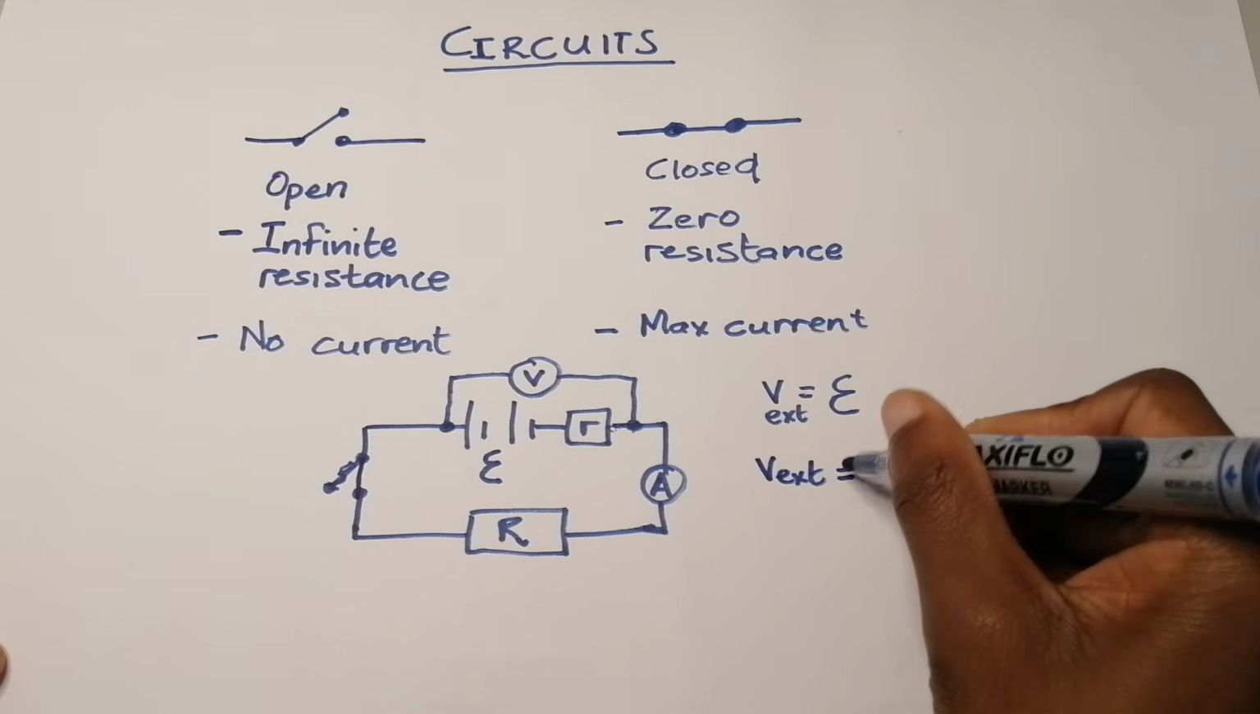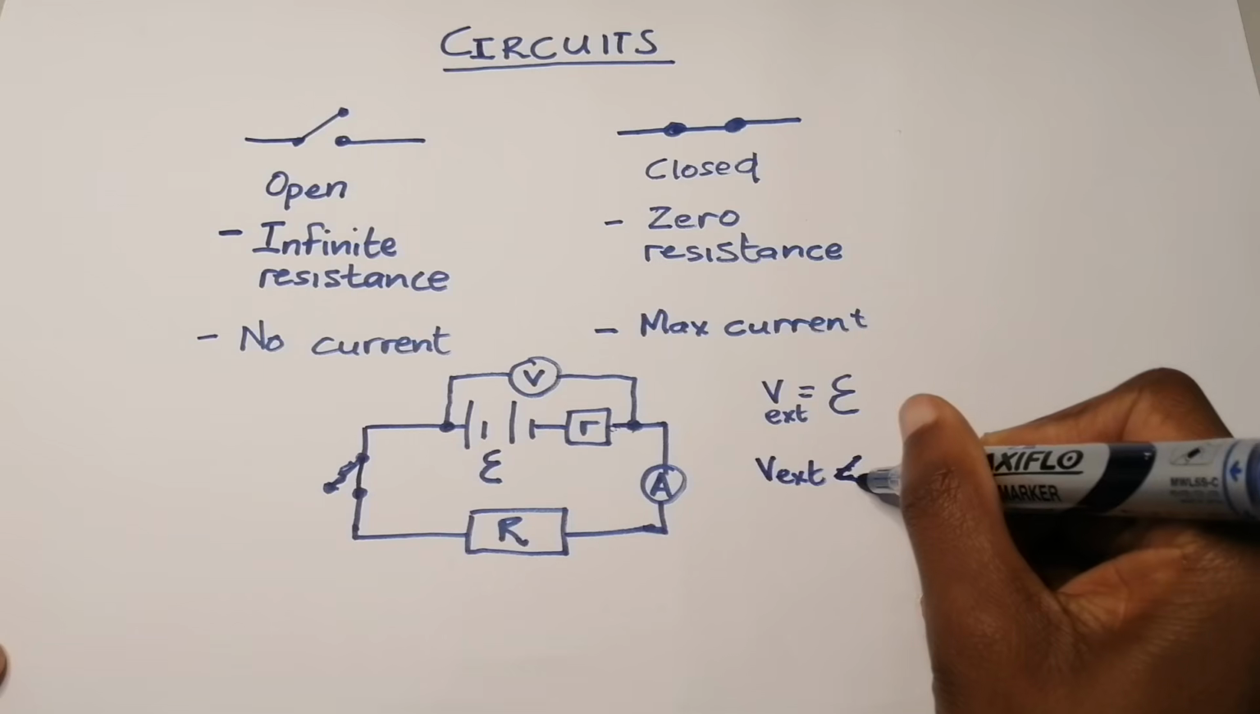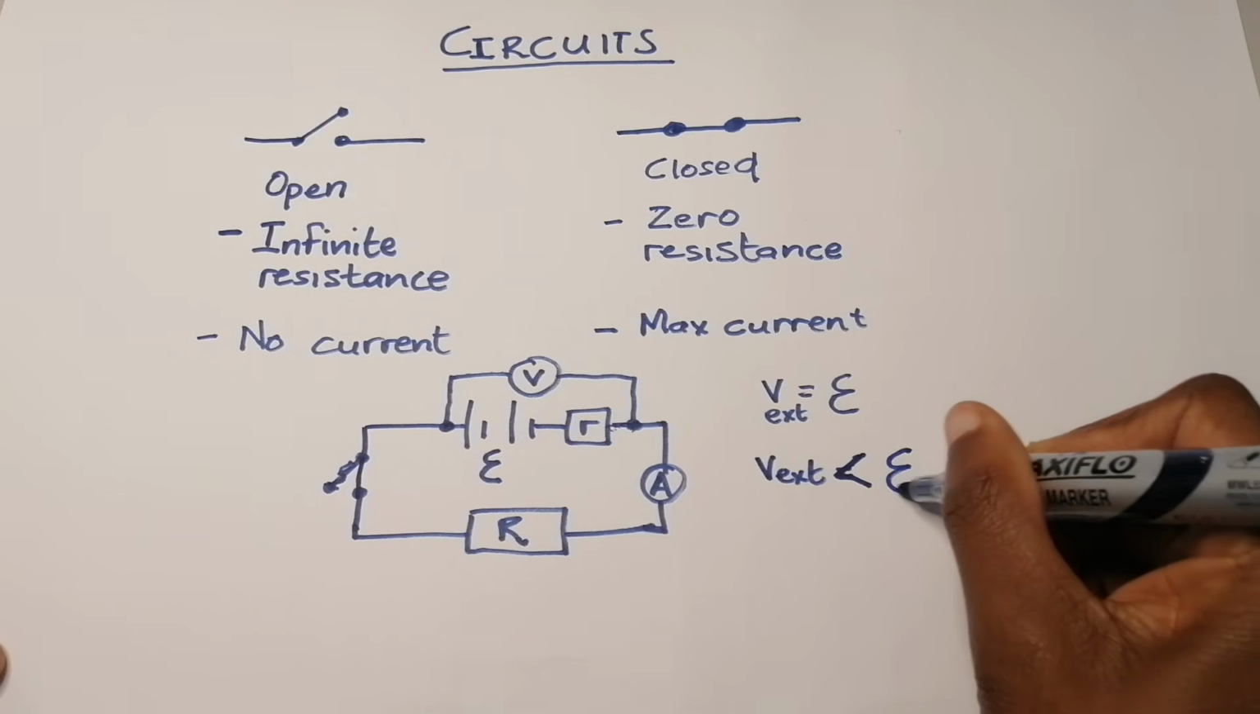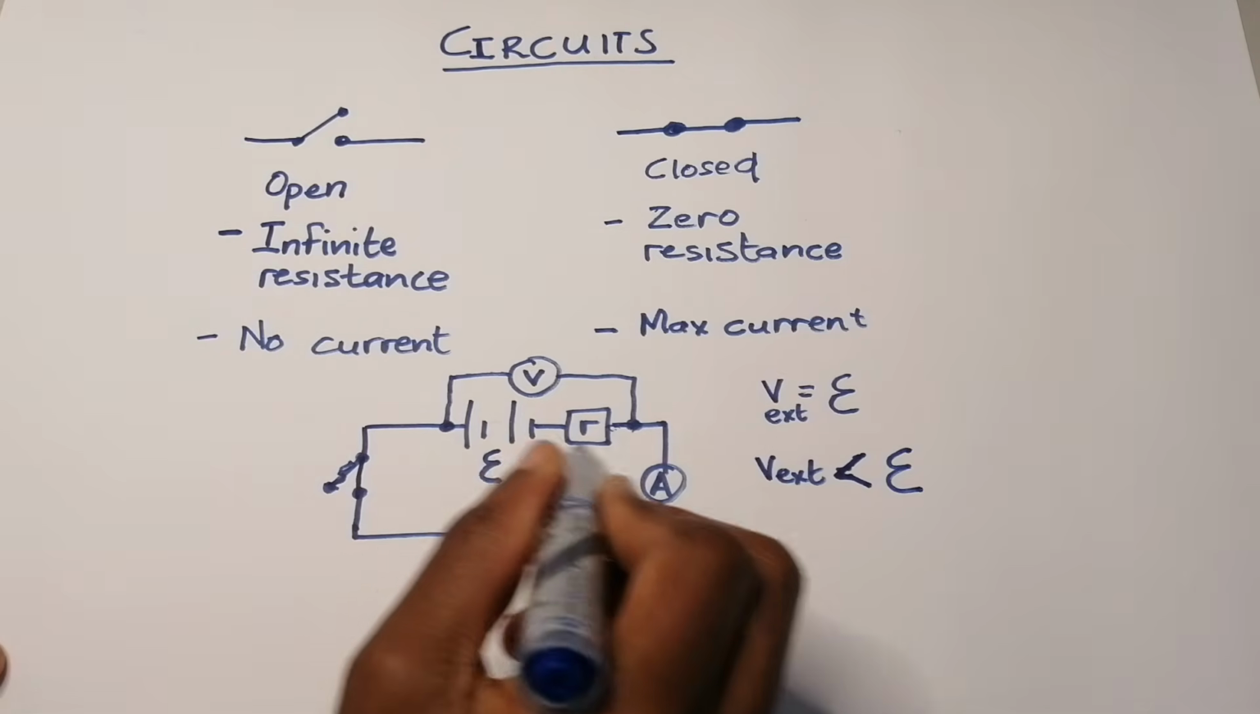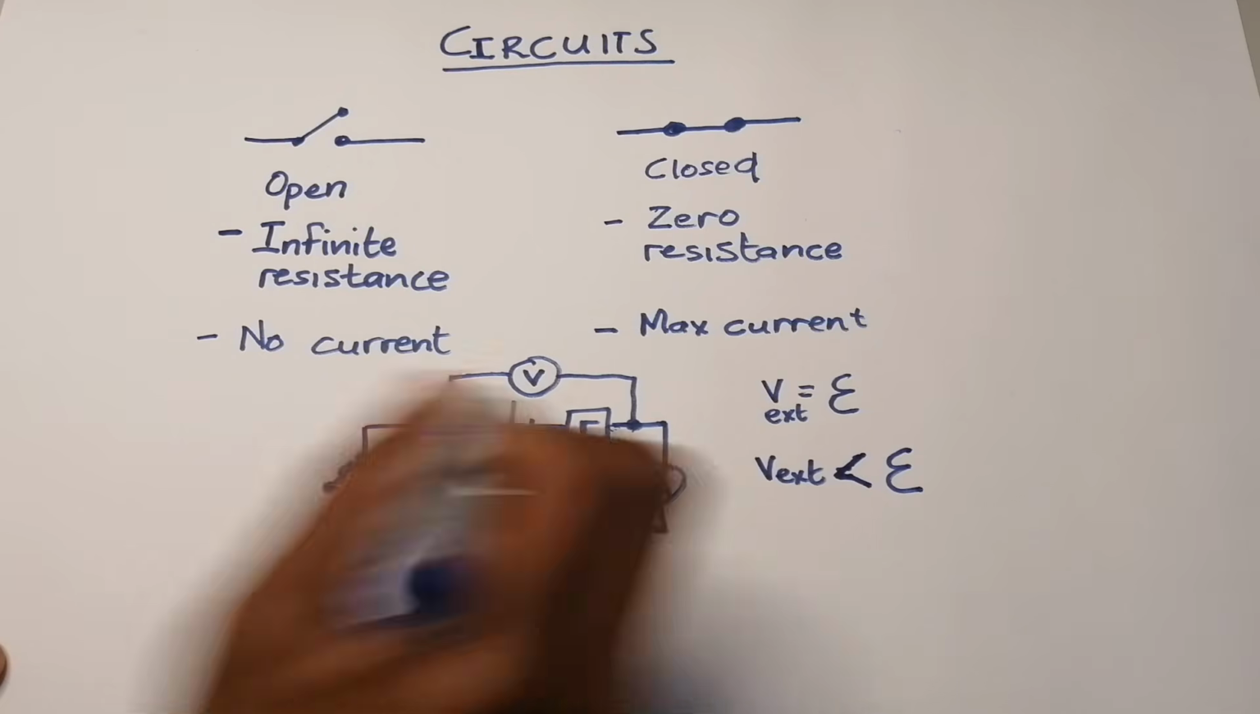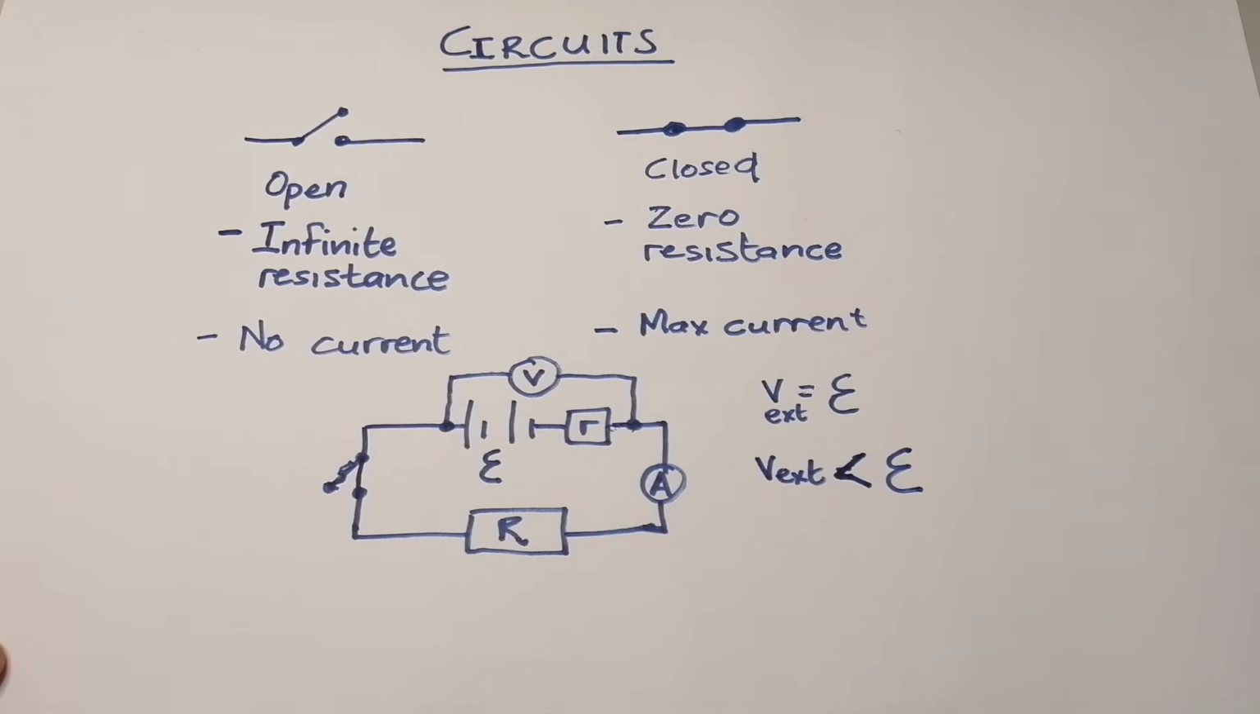It will be less than, in fact, let me say V external will be less than the EMF. Why? Because some of that voltage is actually lost in that internal resistance, due to the internal resistance. So I want you to keep that in mind, right?